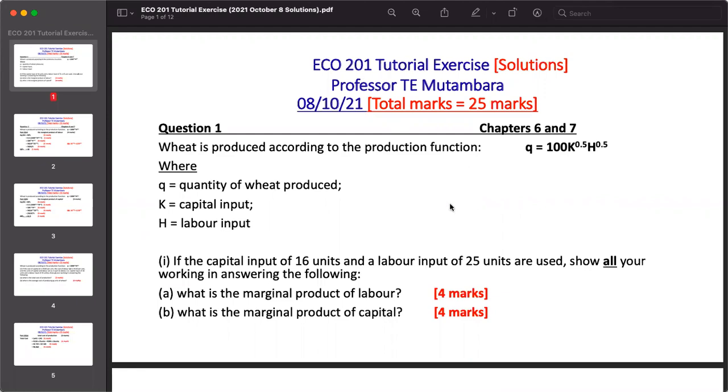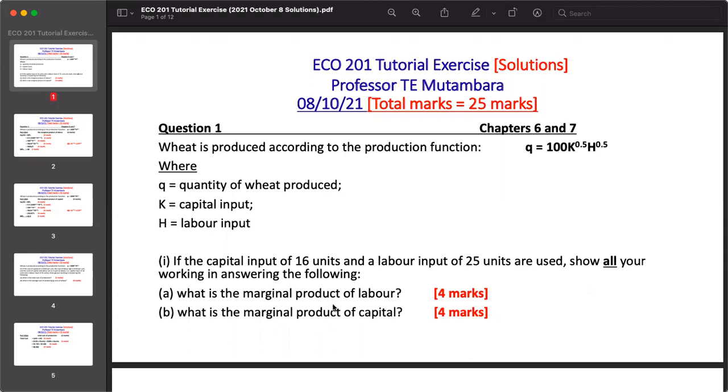This is really something that you need to practice, because it is highly likely that it will be in the exam. So here we have the quantity of wheat produced, capital input, and labor input. Now, if the capital input of 16 units and the labor input of 25 units are used, you are required to show all your workings in answering the following. It's important that you do these calculations in steps, because what the marker will want to see is that you understand what is happening and you're not just dishing out the answer.